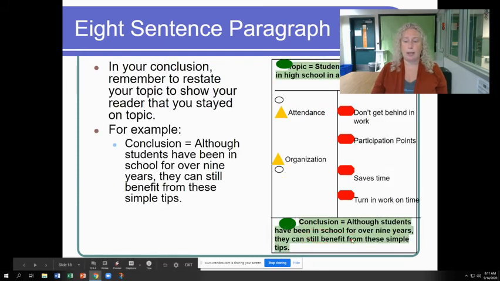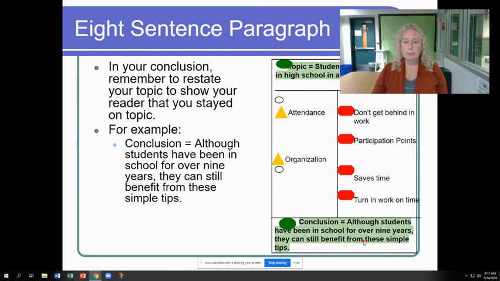And then finally, I have my conclusion. Although students have been in school for over 9 years, they can still benefit from these simple tips. Notice, I don't say anything about being successful. I don't use the word successful in high school. I've changed that because I'm wrapping it up. But I am showing that I stayed on topic, right? These tips are going to be a benefit. I'm showing that I said I was going to give you ways of being successful, and I'm showing that you will benefit if you follow these tips at the end.